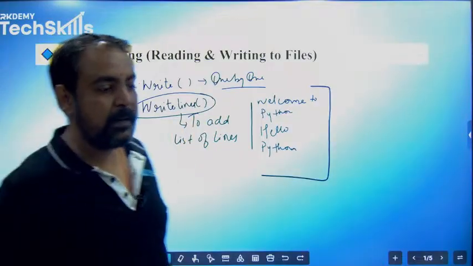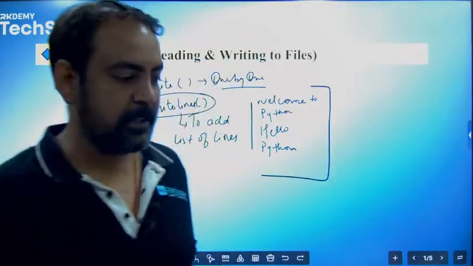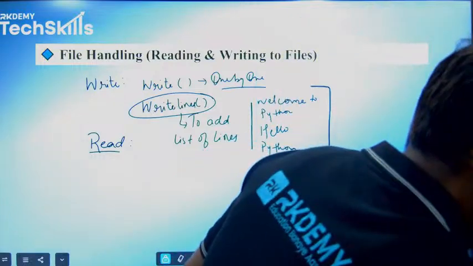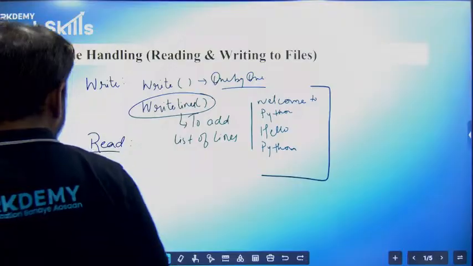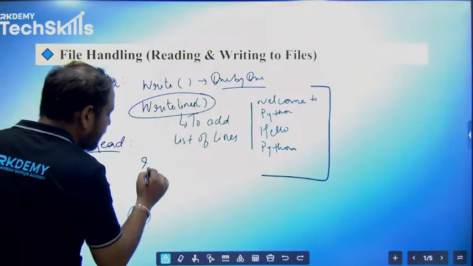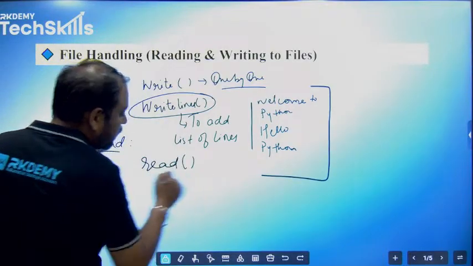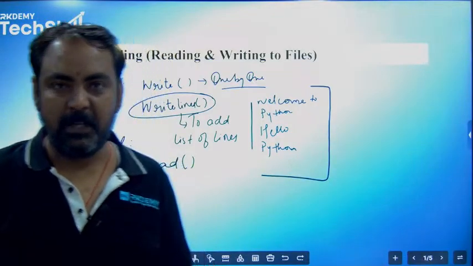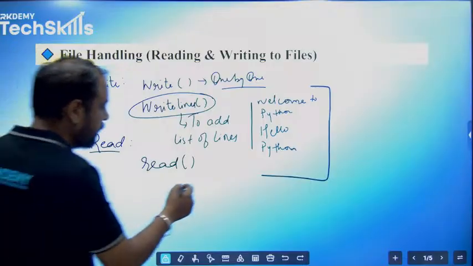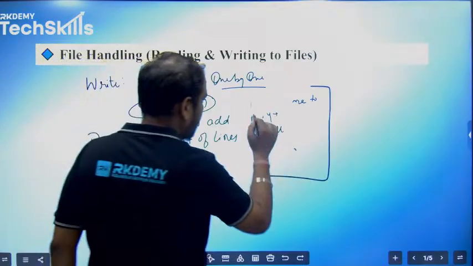Similarly, for reading a file, we have four types of functions. What are they? First one is the read function. It is going to read the total data from my file. This function is going to read the total data from my file.